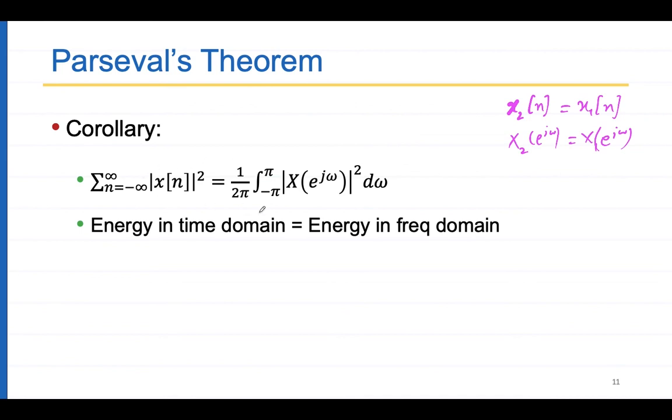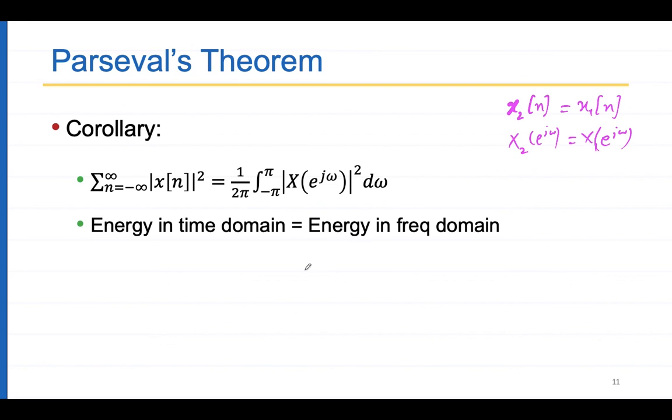So what does this imply? This implies that the energy in the time domain, which is amplitude square summed over all possible n's, is the same as the energy in the frequency domain, which is the mod square of the frequency domain integrated over all the omegas. So this is the corollary, that the energy in both the domains is the same.